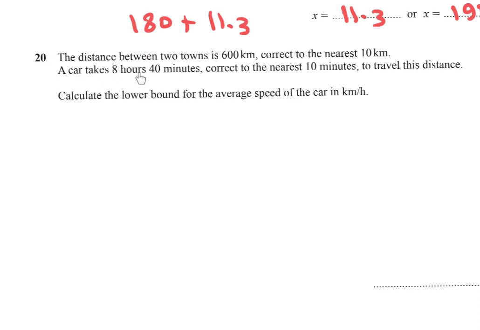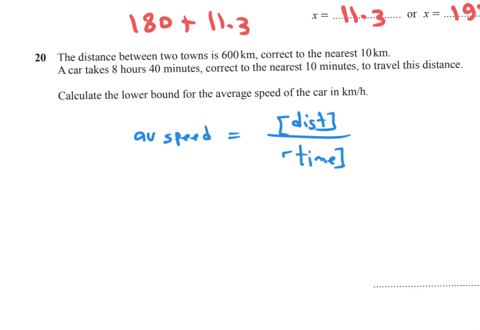Number 20. The distance between two towns is 600 kilometers, correct to the nearest 10 kilometers. A car takes 8 hours 40 minutes, correct to the nearest 10 minutes, to travel this distance. Calculate the lower bound for the average speed. To find the average speed, we need to divide the distance by the time. For the lower value of the average speed, I need the lower distance and the upper time.